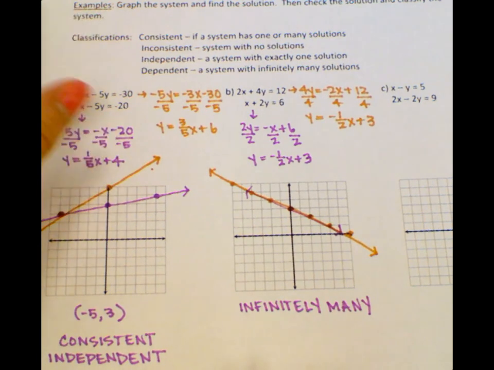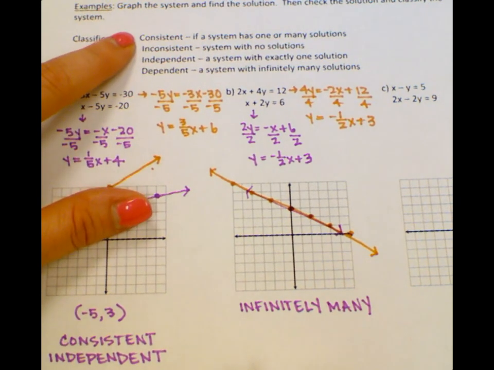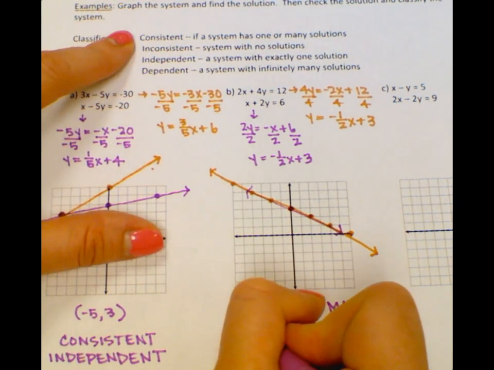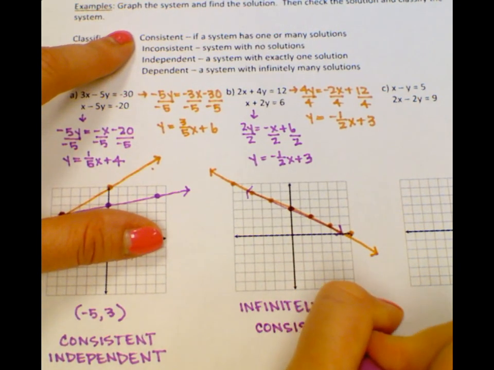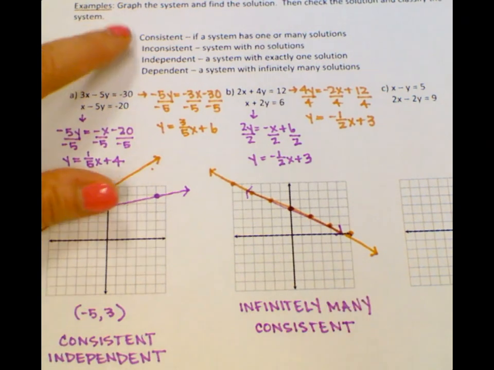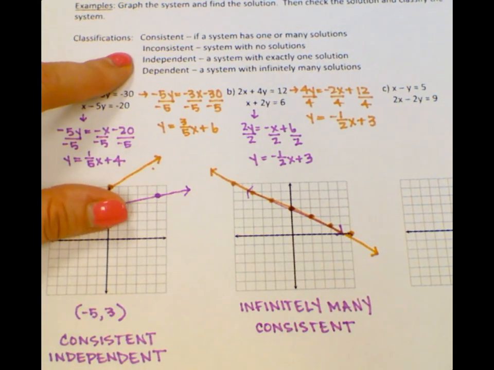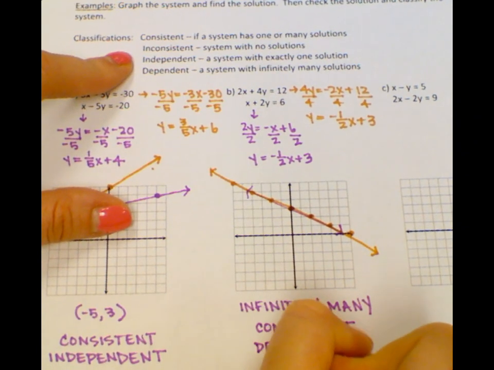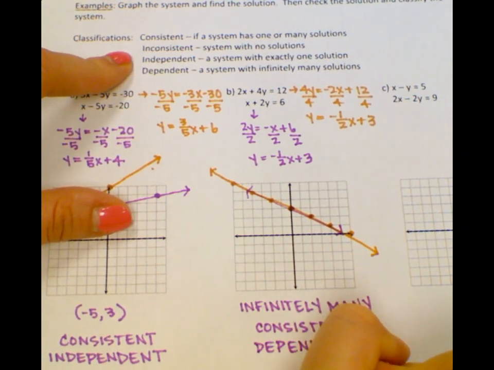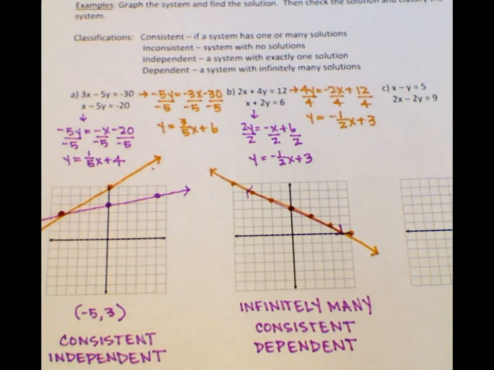Okay, so now let's classify it. So is it consistent or inconsistent? Good, it is consistent because it's got many solutions. Is it independent or dependent? Good, it's dependent because it has infinitely many solutions. See, not that scary. The scariest part is solving for x, or solving for y. All right, let's move over on our last one.